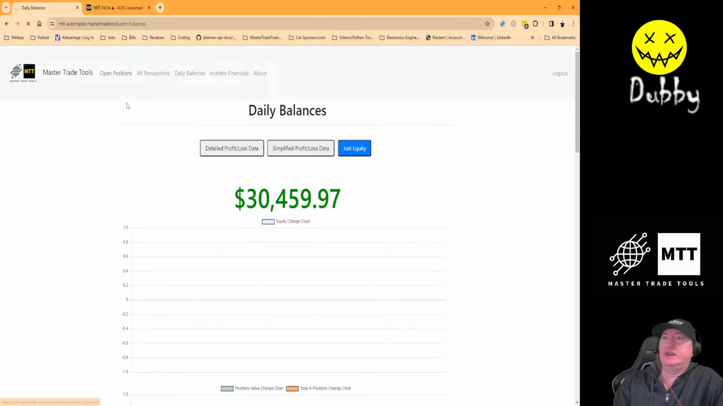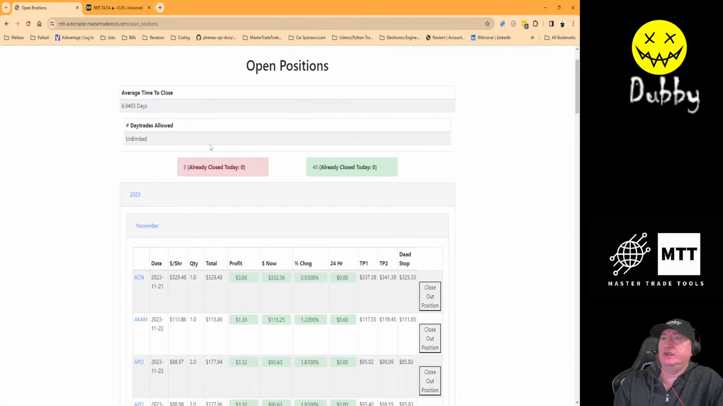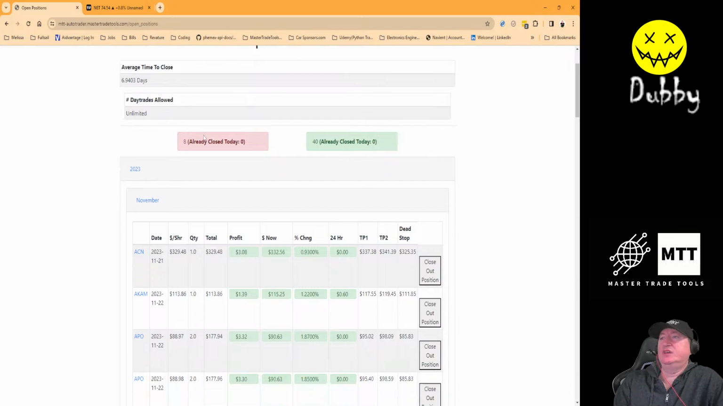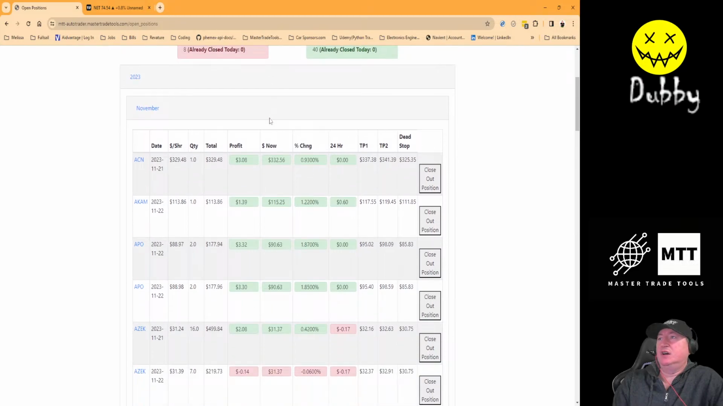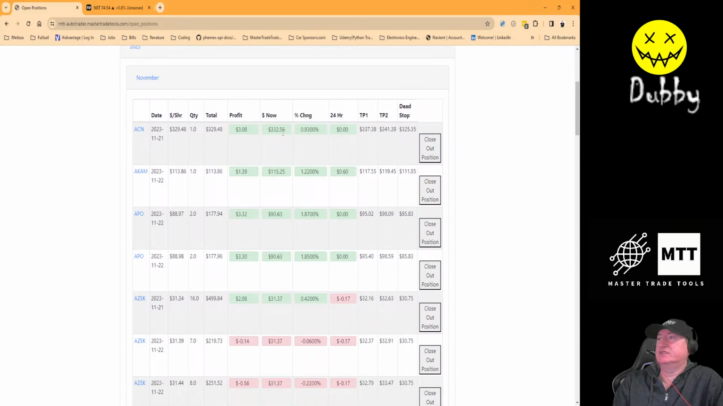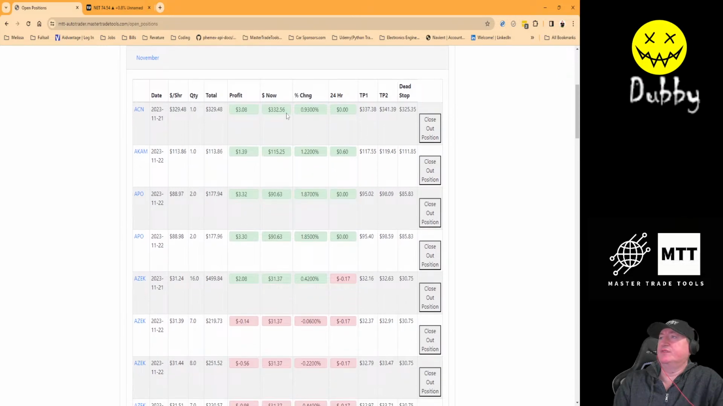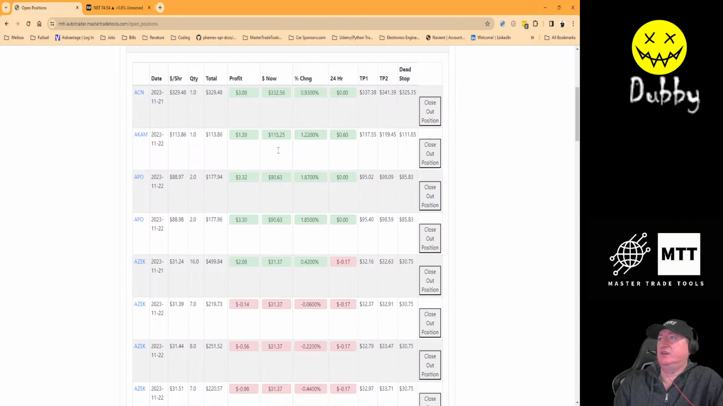If you take a look at our open positions that we are currently in, we're showing an average close time of 6 days, almost 7 days. We show 40 that are in the green and eight of them that are in the red right now. Going down the list, it looks like we're about $4, $6 away from that one being closed out at its take profit point. We're moving further away from the dead stop point, and our profit currently is $3 unrealized on that.